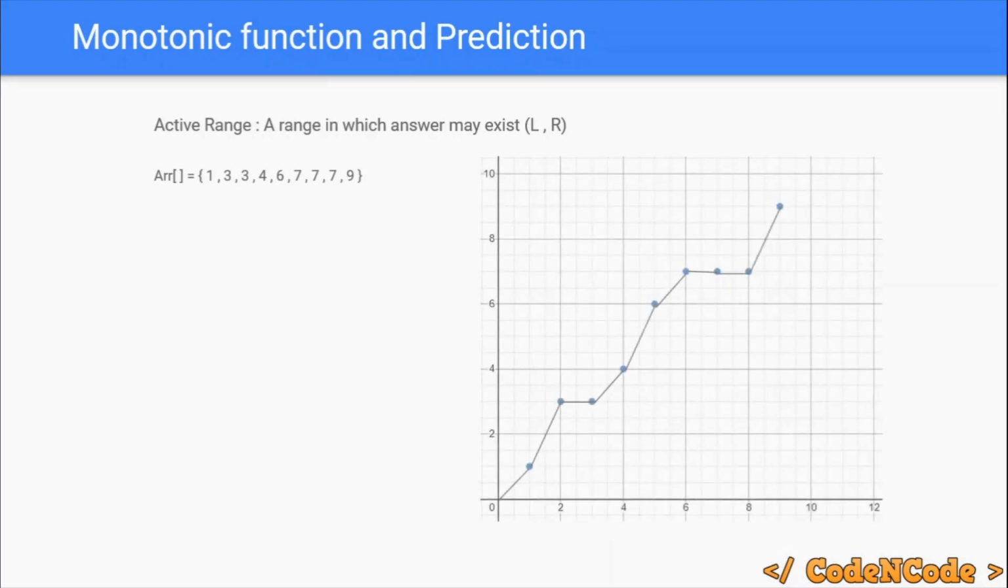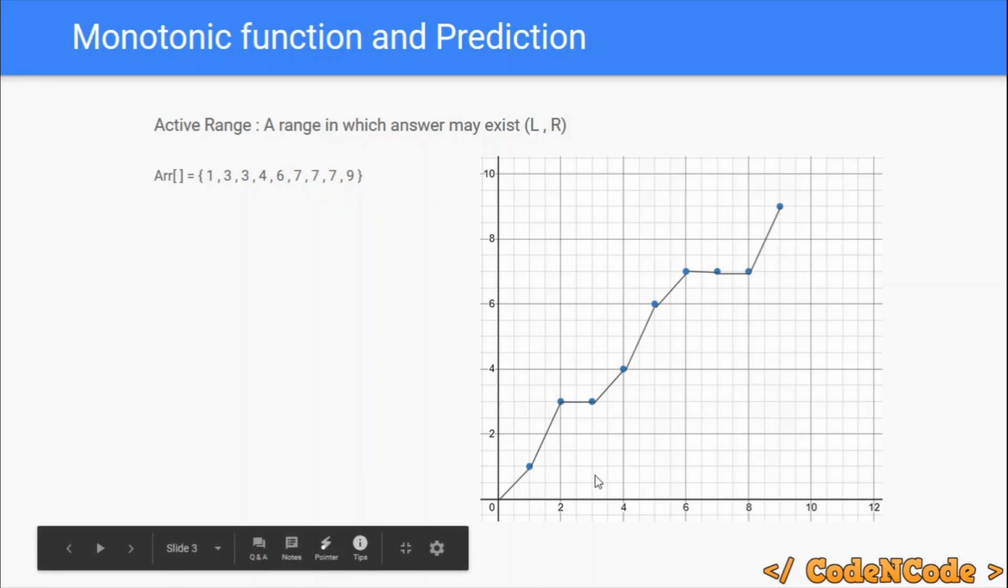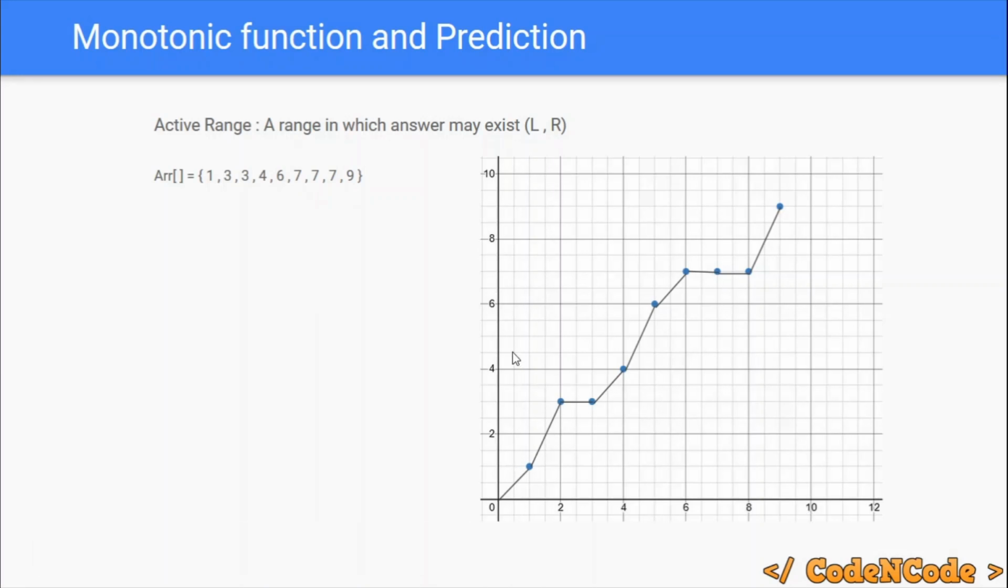This is actually monotonicity. A function is called a monotonic function if it doesn't change its behavior. That is, suppose this sorted array, if I plot this sorted array on the graph where indices are on the x-axis and the values are on the y-axis.